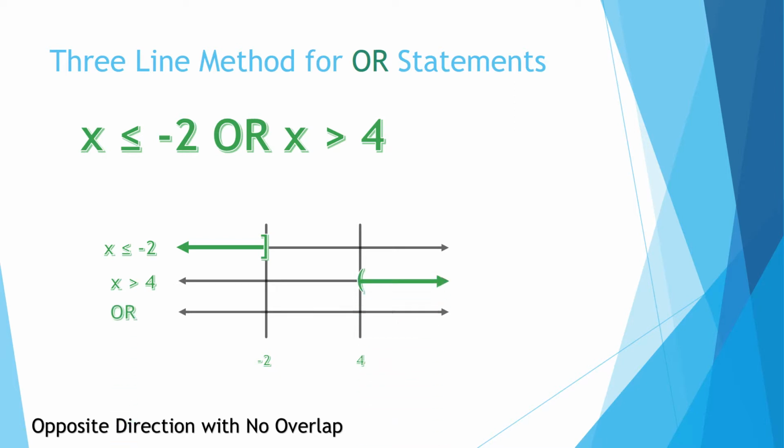Now, this is an OR statement, so again, we're going to add these two sets together. But you notice there's still that part in the middle that we're not going to get. So here our solution is going to be from -2 to the left, including -2, and from 4 to the right, not including 4. And we'll actually write this with the union operator. So these two sets added together.